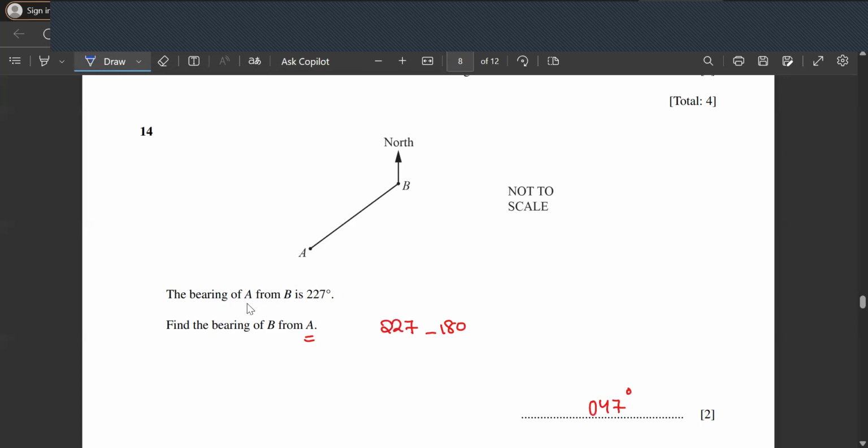Look here, he's telling you the bearing of A from B is 227. That means if I'm standing on B, looking to the north, and twisting clockwise to the angle like this, it will be 227. What do I need? I need this small angle. So what should I do? If I want to get the middle angle, it will be 360 minus 227.